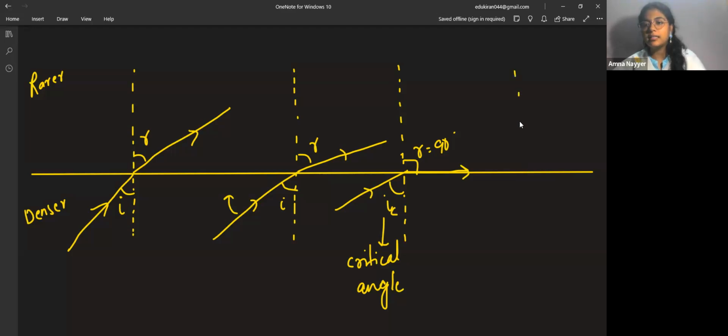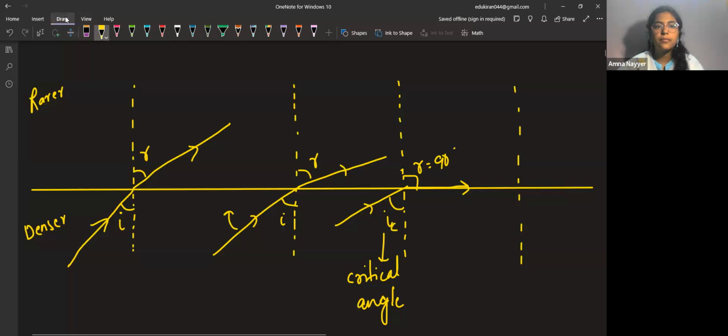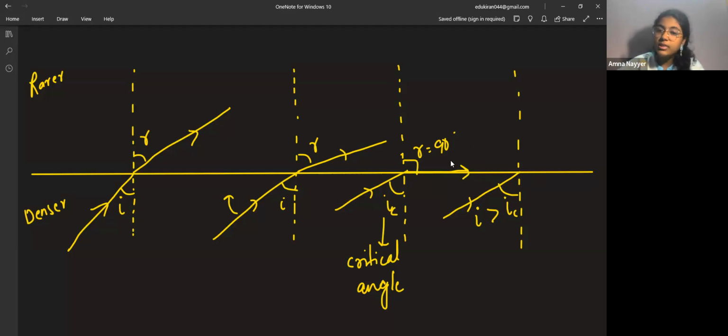Now look at the last case. Suppose I have exceeded this critical angle also. Now this angle which I am talking about is greater than the critical angle. I have exceeded it even more. Now where will the ray go? This was the maximum limit for the refracted angle to be present because it is overlapping and there is no space left. The interface has been reached, right?